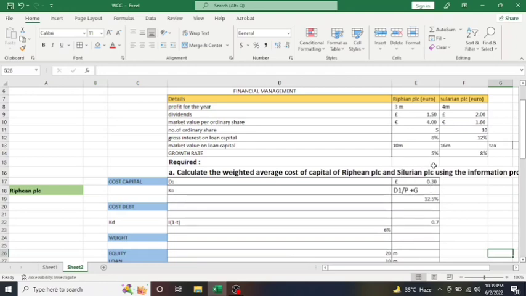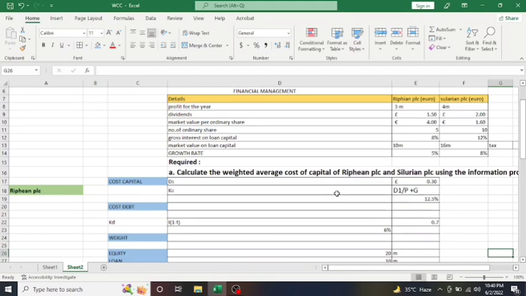Oh, sorry, divide it. We have to divide the dividend over the number of ordinary shares. Then we will get our desired value, that is dividend per share, which is 0.30 euros. Next, we are going to find the cost of equity. Now that we have the dividend, we are just going to apply it.